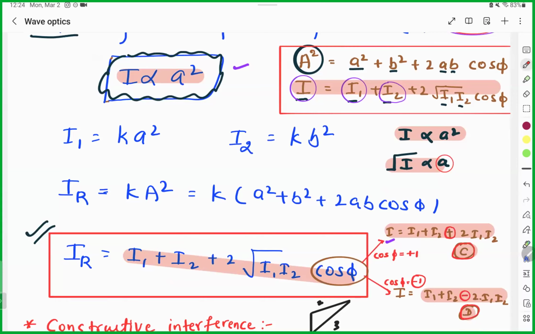A lot of time you will use same formula for numerical. And even whatever we will study in constructive interference is this only.